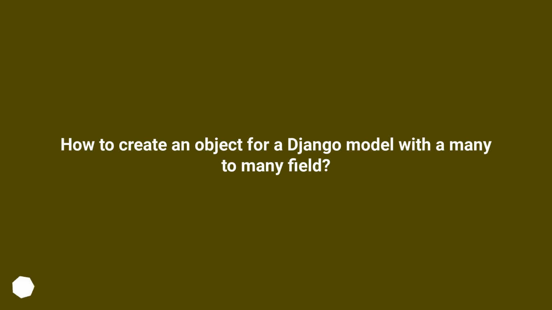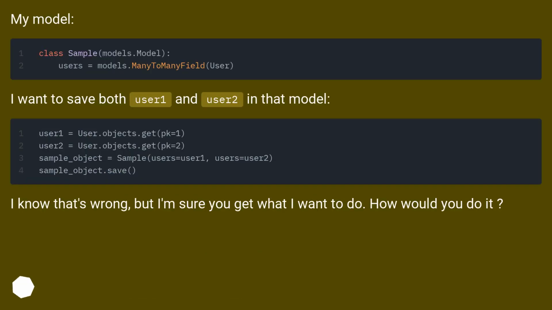How to create an object for a Django model with a many-to-many field. My model. I want to save both user 1 and user 2 in that model. I know that's wrong, but I'm sure you get what I want to do. How would you do it?